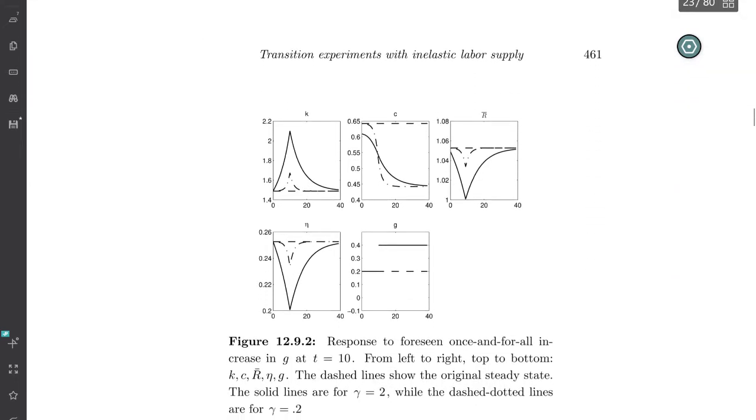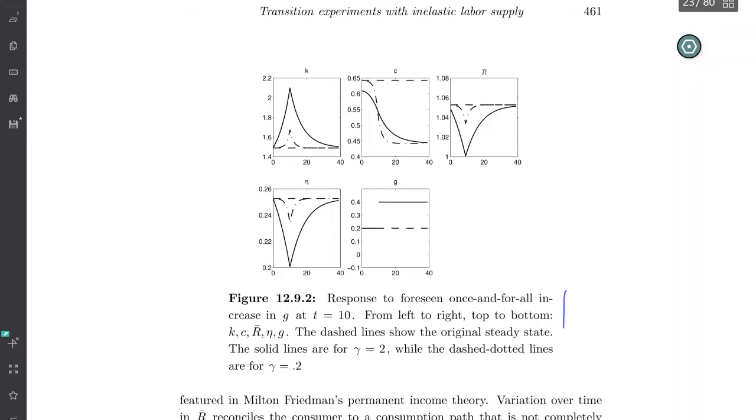Well, look what we did here. So spend some time with this. This is beautiful. What we did is we compared gamma equals 2 to gamma equals 0.2. So this guy has a lot of curvature. This has a lot of curvature. And this has less curvature, much less curvature. So this guy with gamma equal 0.2 cares less about consumption smoothing.